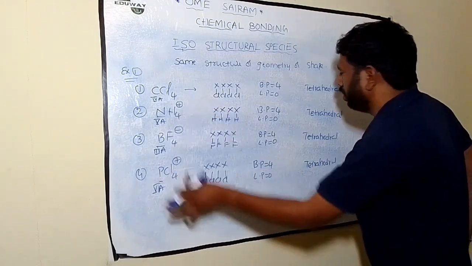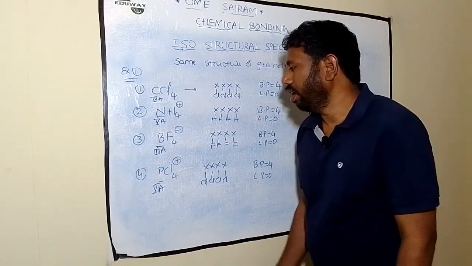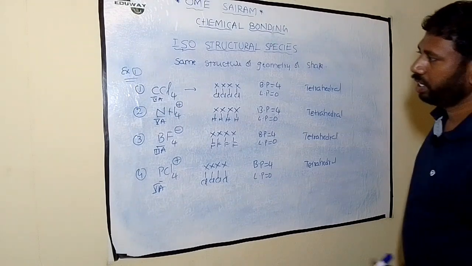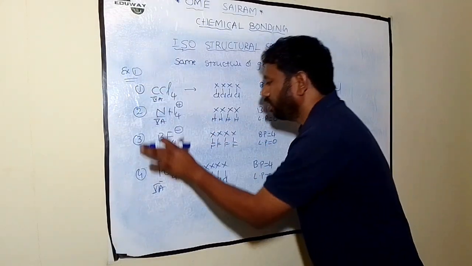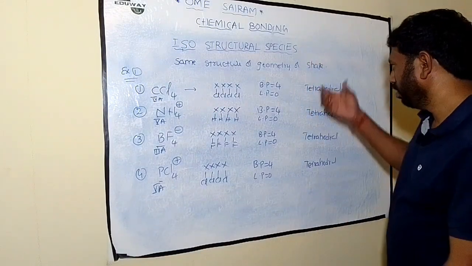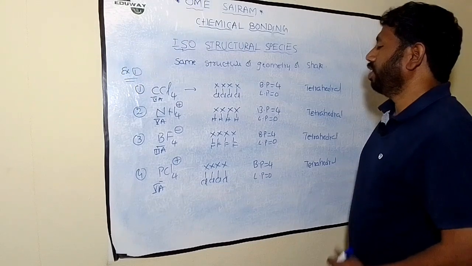Now these 4 species have same geometry, tetrahedral. Now can we say all these are isostructural? Yes, we can say that all these are isostructural because all these species have same geometry, have same structure. That's why these are called isostructural species.